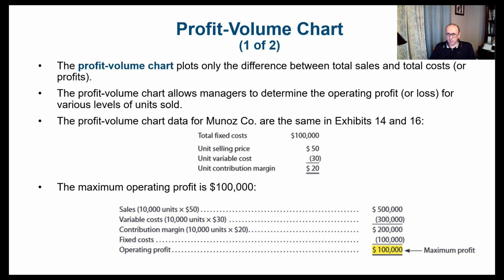So given the same information that we had for Munoz company, we are going to calculate the maximum operating profit, which is 100,000. So the sales is 500,000, the variable cost is 300,000, contribution margin would be 200,000, the fixed cost, which is our starting point, is 100,000, and the operating profit would be, that's the maximum point, $100,000. That's at a sales of 10,000 units.